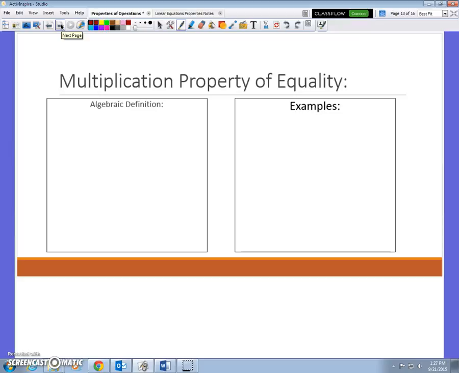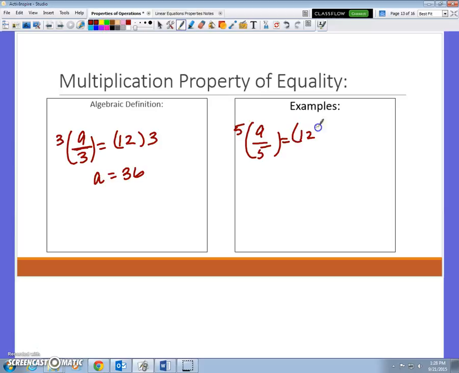All right, multiplication property of equality. A over 3 equals 12. That just says the inverse of division is multiplication, so I need to multiply both sides. A equals 36. Or I could do A over 5 equals 12, something like that. Same thing, multiply to get rid of that stuff. And when you're multiplying, that's called the multiplication property of equality.